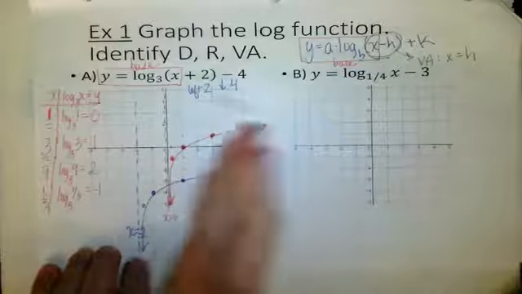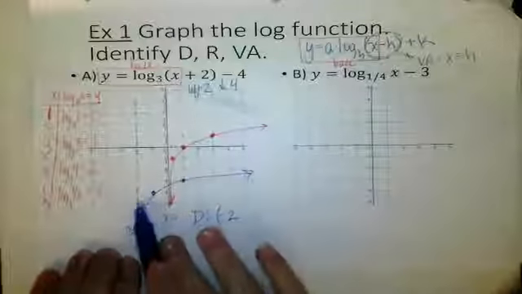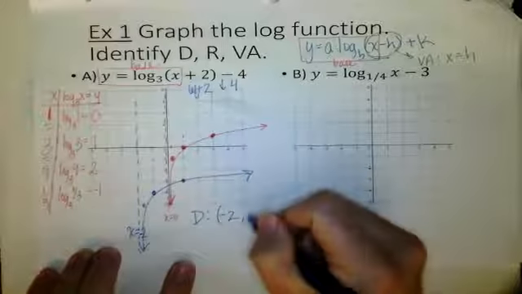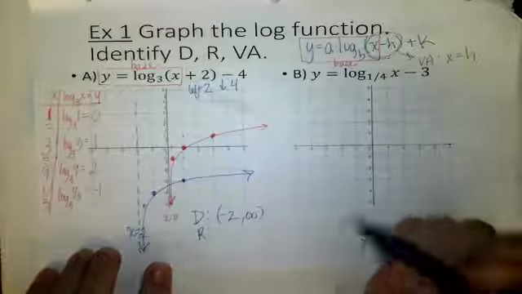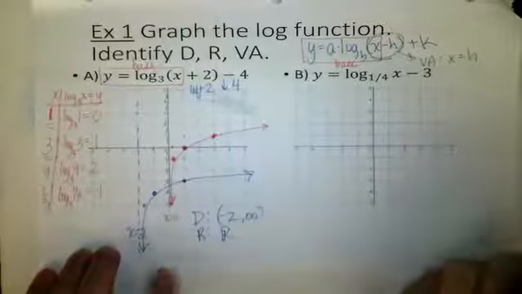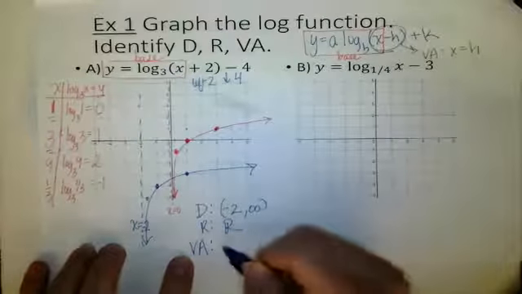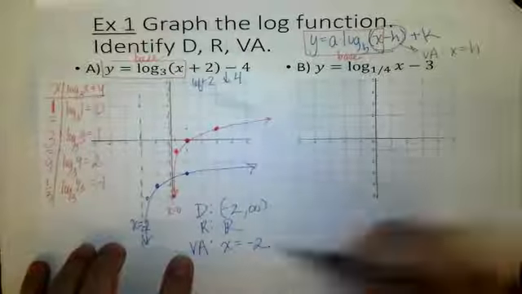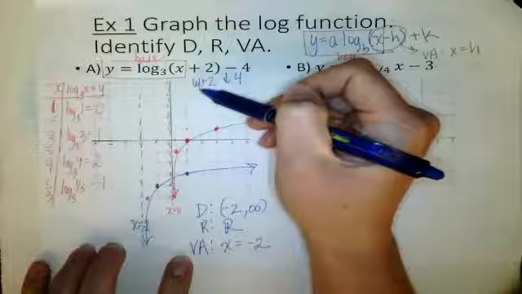Now looking at the blue graph, what is the domain? How far left does it go? -2. And how far right does it go? Infinity. How low and how high does it go? All real numbers. Forever down and forever up. I'm just going to put a big fat R there for all the real numbers. And then the vertical asymptote is x equals -2. And again, that comes from whatever is with x on the inside of the function.